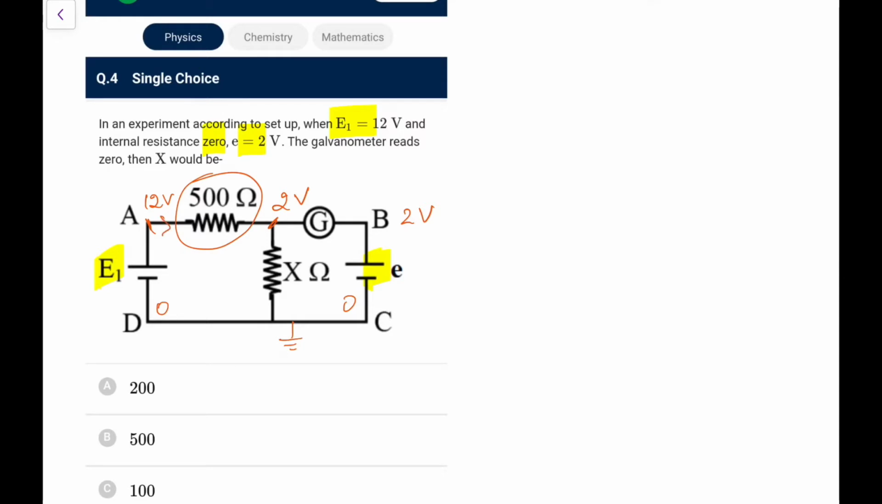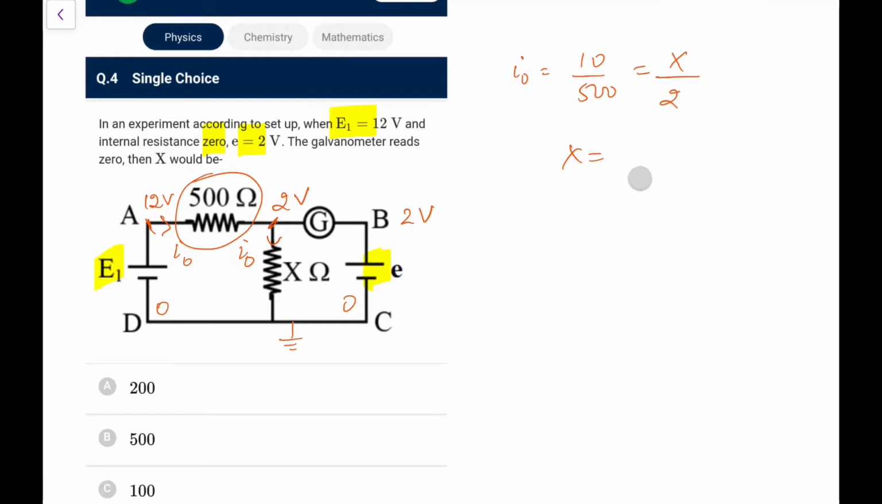So what I can make out is the current through this will be completely diverted, this is I0. What is the value of I0? I0 would be 10 upon 500, and that would be equal to x upon 2. So x comes out as 20 by 500. If I'm wrong, this is 10 by 500, this is x by 2, so it comes out as 20 by 5.